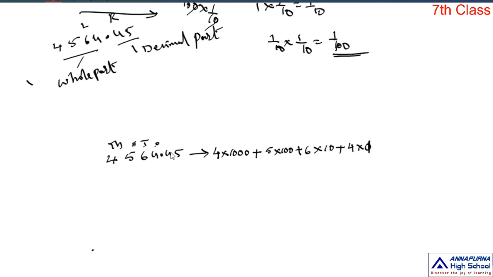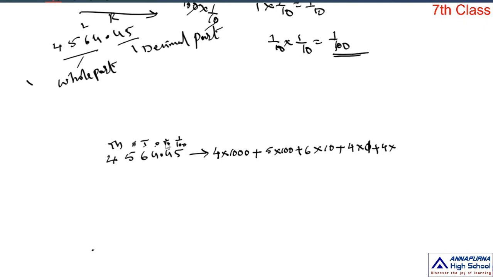So this is the right of this one. This is the tenths place, 1 by 10. Let me write the numerical number. This is hundredths place, 1 by 100. Now you should multiply this 4 by 1 by 10. So plus, 4 is in the decimal part. Therefore 4 is in which place?